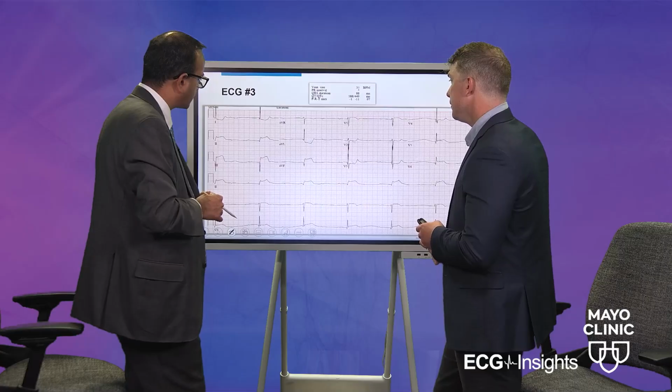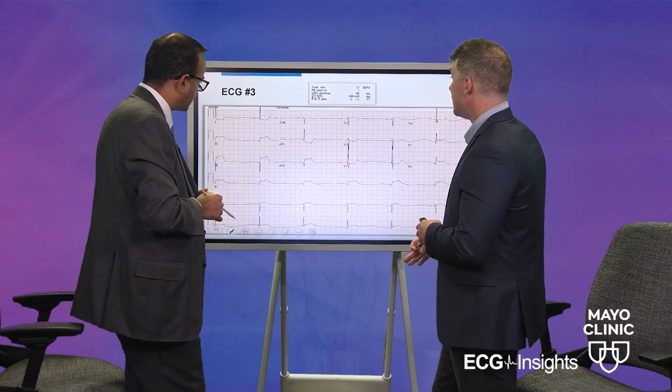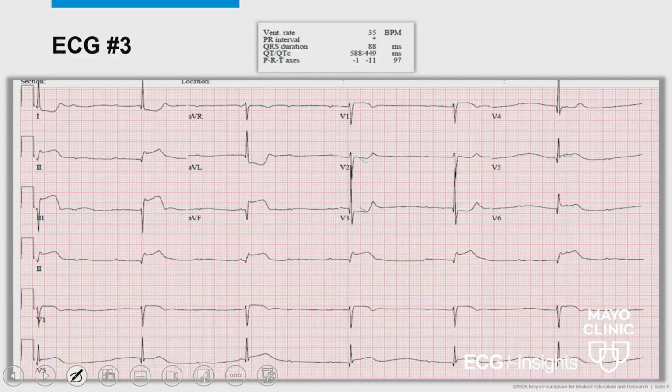Yeah. And how about the rhythm? Yeah, it's obviously very slow, but when you look at the rhythm starting here in lead 2, when you follow your P waves all the way across and you compare your PR interval, there's a hidden P wave right in here. PR is much different compared to the first complex.